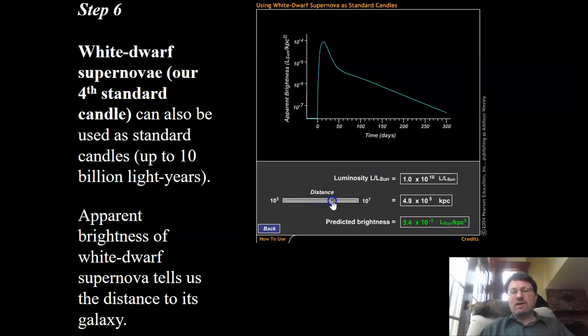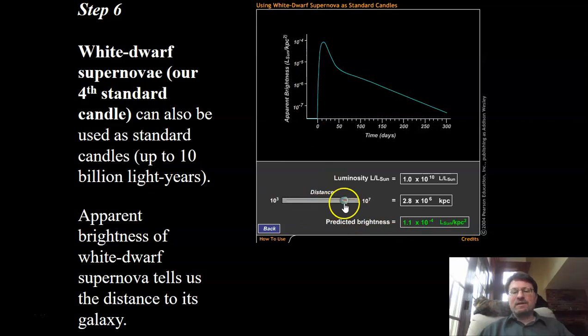As I drag this slider here, I still have the same intrinsic luminosity, but I am guessing different distances, and so with those different guesses for distances, I would get different predictions or guesses for the brightness. And if I go to really large distances, oh, now the predicted brightness is much less than what the peak brightness was before. Let me try to match it up as best I can. So here, I'll bring it back. Okay, so somewhere right in about here, right around 10 to the minus 4 solar luminosities per kiloparsec squared.